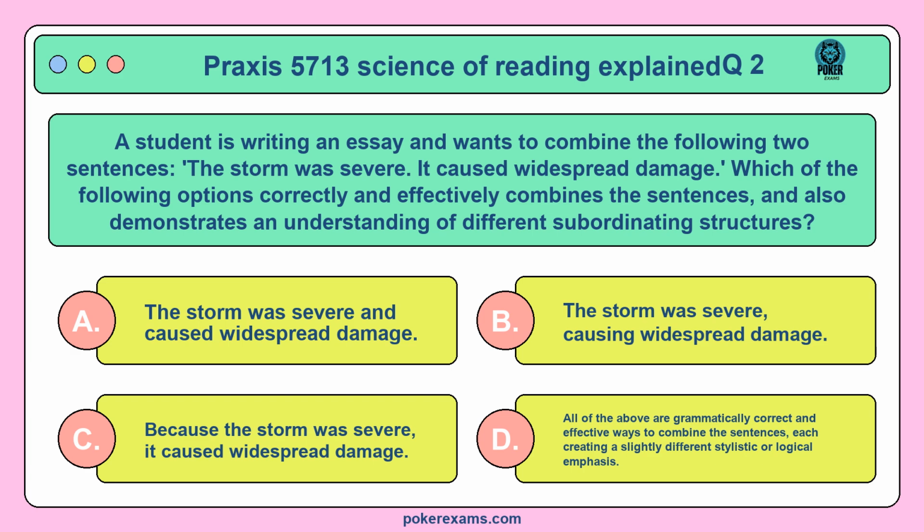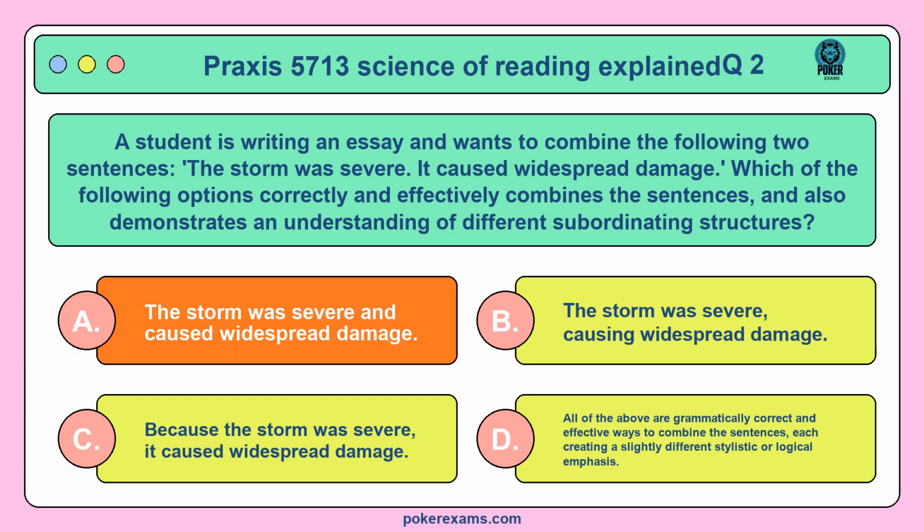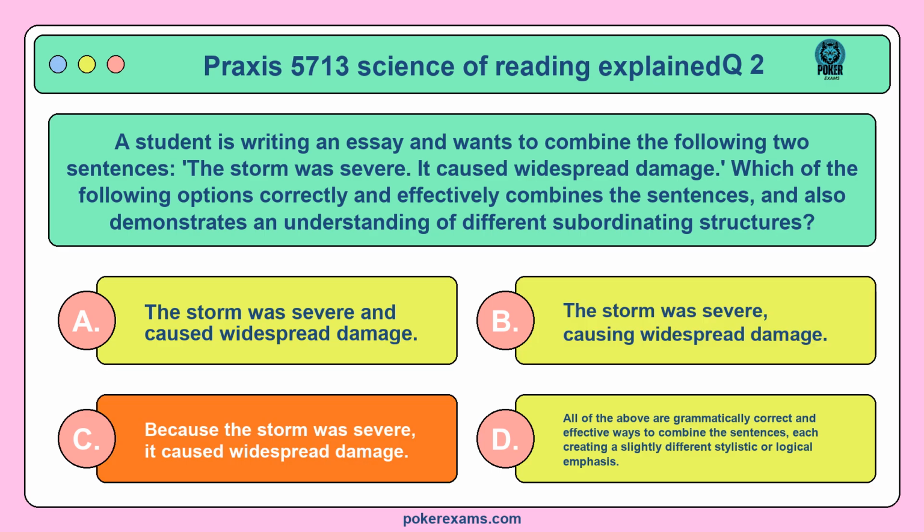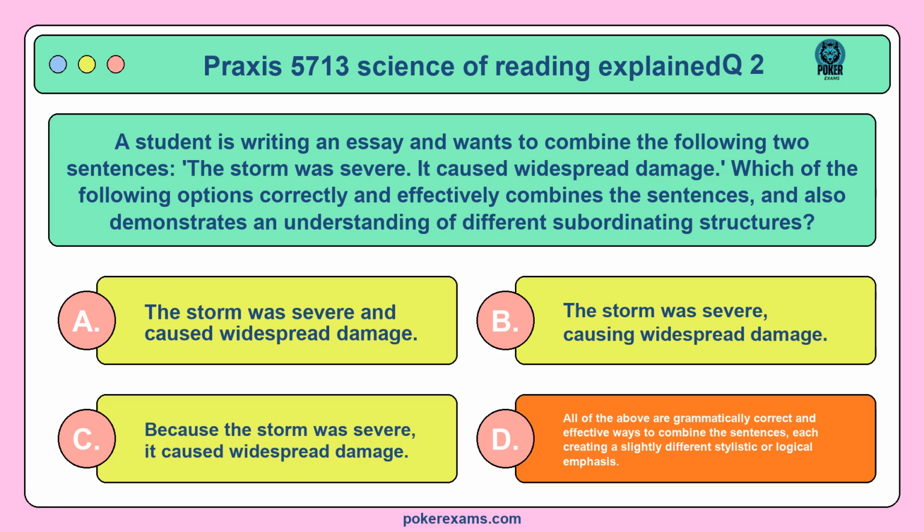Option A. The storm was severe and caused widespread damage. B. The storm was severe, causing widespread damage. C. Because the storm was severe, it caused widespread damage. Or D. All of the above are grammatically correct and effective ways to combine the sentences, each creating a slightly different stylistic or logical emphasis.